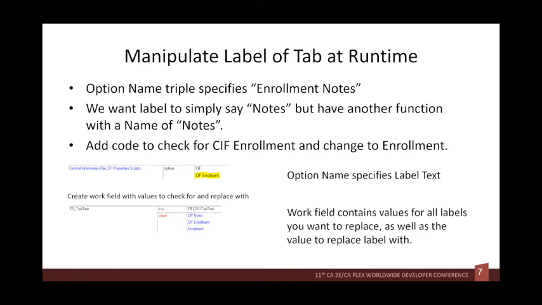So the way I do it is I create a work field called ES_tab text, which is a tab text, and then I give it some values. I give it values of everything that I want to replace, as well as what I want to replace it with. So for example, the value I have is CIF enrollment, that's what I'm going to search for. That's the one above where I've got the option name of CIF enrollment. And then I have a value of just enrollment. That's what I want to replace it with.